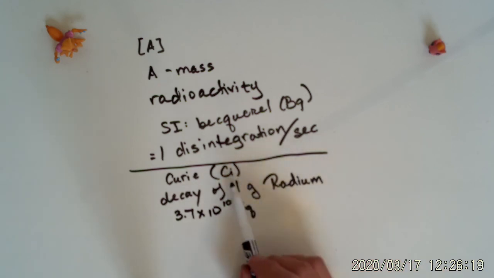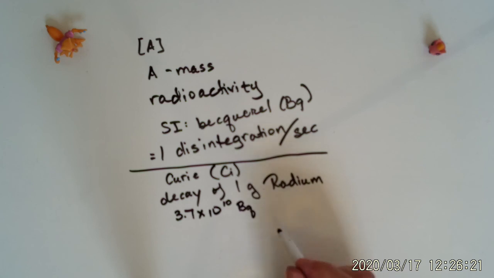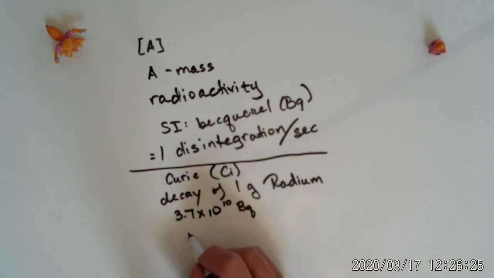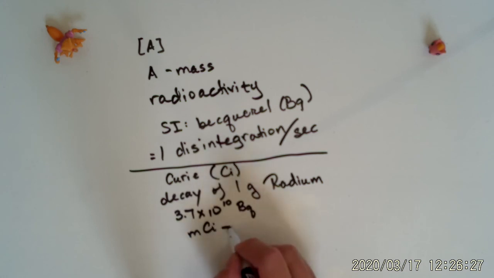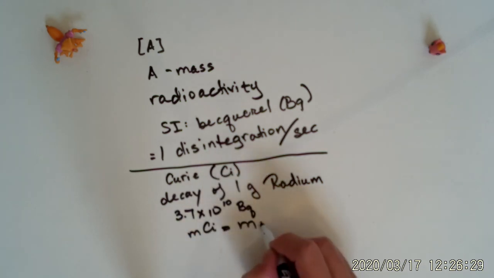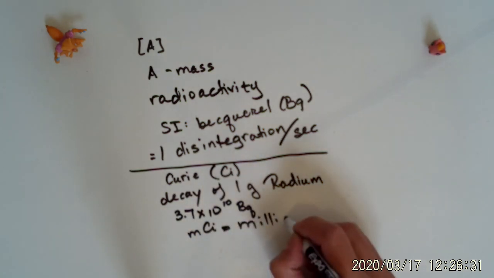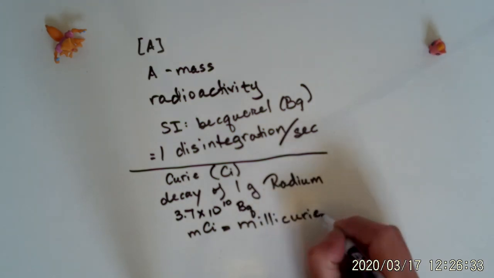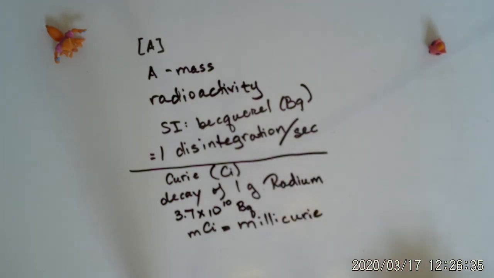Most often, curies are very large, so we often talk about radioactivity in terms of millicuries. Okay, and that's it for doing radioactive decay.